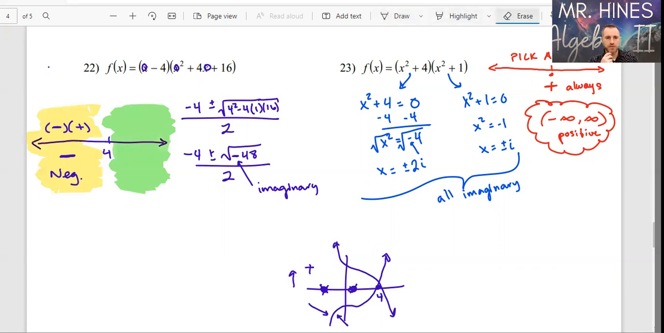And for that, we're going to plug in a number that's greater than 4. How about 5? So if I plug in 5 in all these places, 5 minus 4, that's a positive number. 5 squared plus 20 plus 20, that's a very positive number. So this one's positive. That kind of looks like a face. So this region, it's positive. So let's write our negative interval from negative infinity to 4 and our positive interval from 4 to infinity.